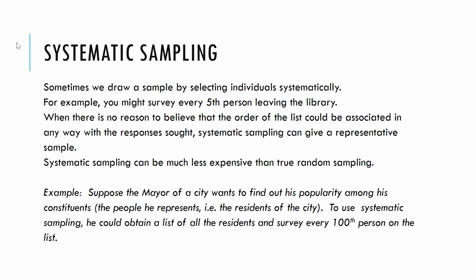Going back to our example of a mayor who wants to measure his popularity, he could use systematic sampling by obtaining a list of all residents and surveying every 100th person on the list.